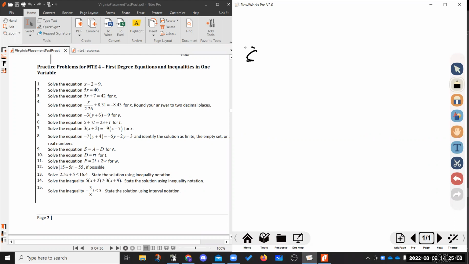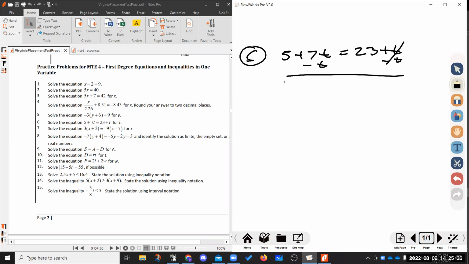Six asks us to solve for t. 5 plus 7t is equal to 23 plus t. Notice this time we have t's on both sides of the equation. So we're going to isolate those t's on one side by themselves. I'm going to subtract t from the right and from the left to give us 5 plus 6t is equal to 23. That got all my t's to the left-hand side.